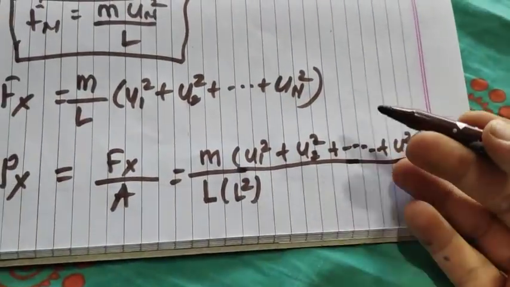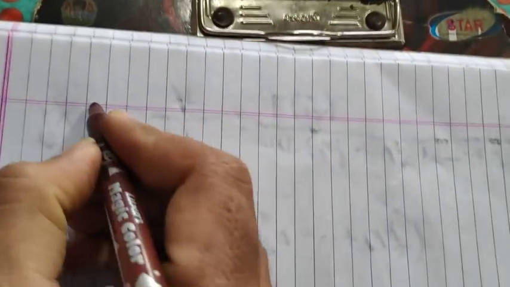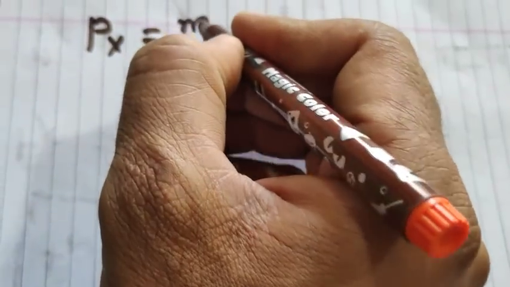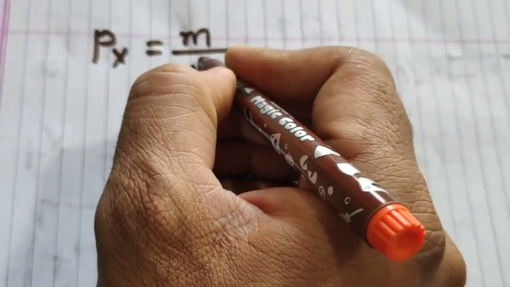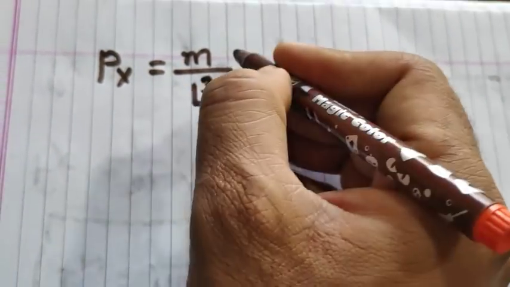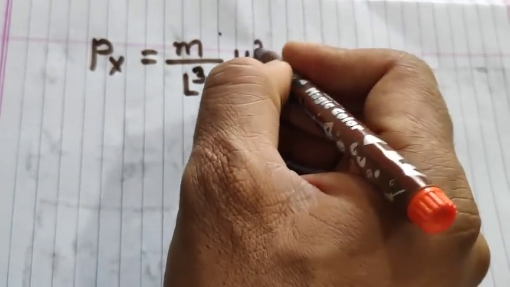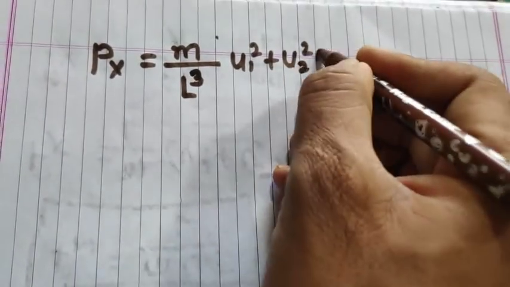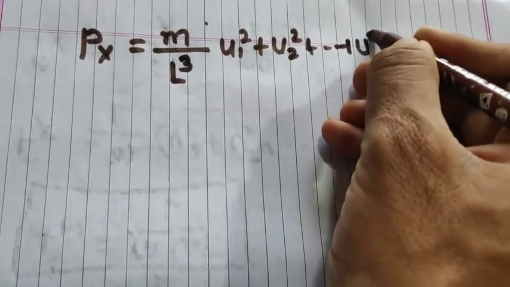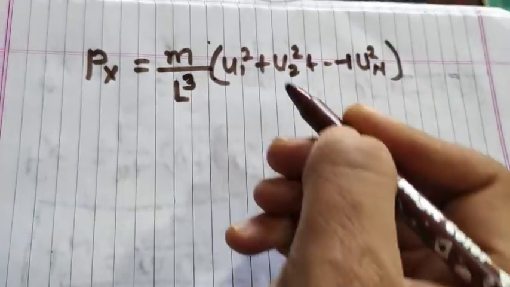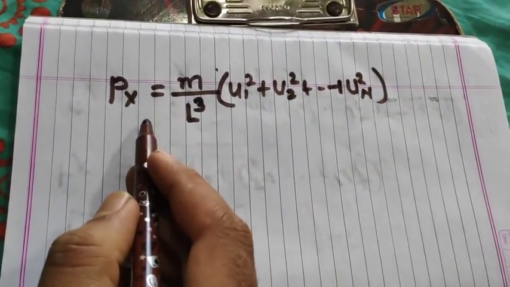So therefore, instead of u, we write v, and we get pressure p_y. Let's go for it. Again, I'll mention that pressure p_x is equal to m, the mass of each molecule, upon L into L square, which is L cube, into u1 square plus u2 square plus so on up to un square. I hope you are getting the pressure along the x-axis.